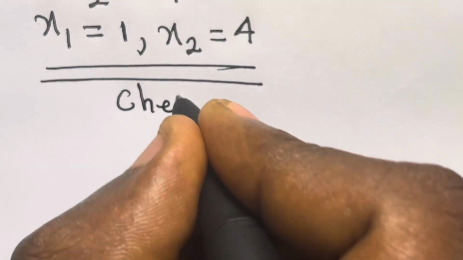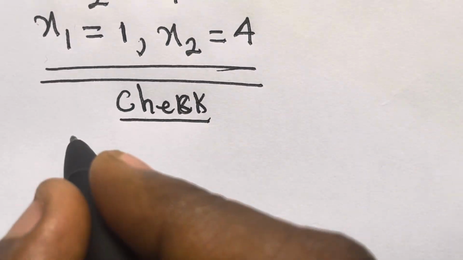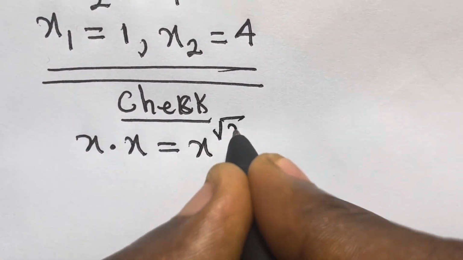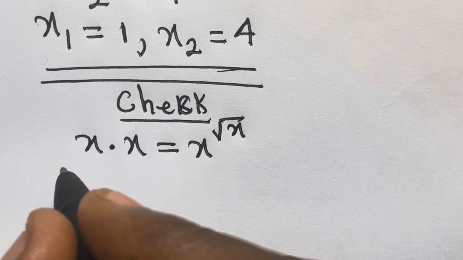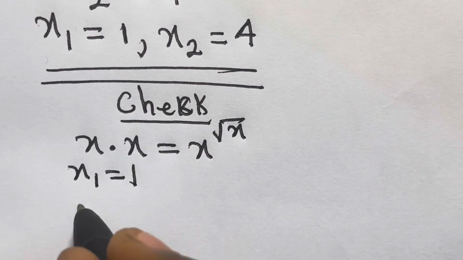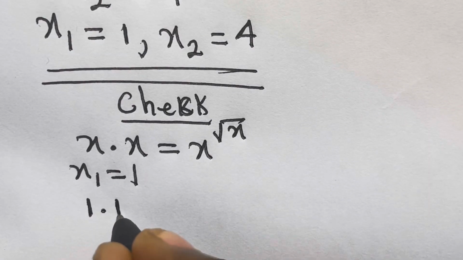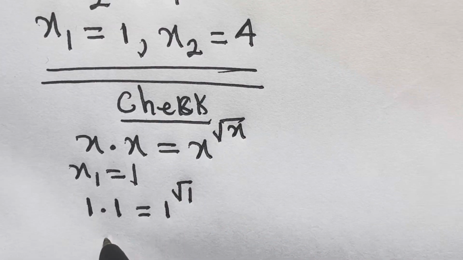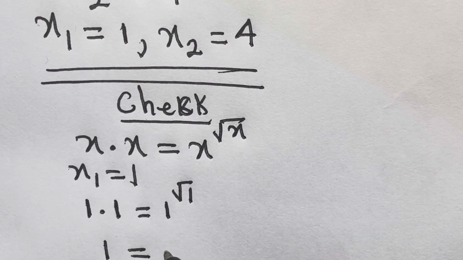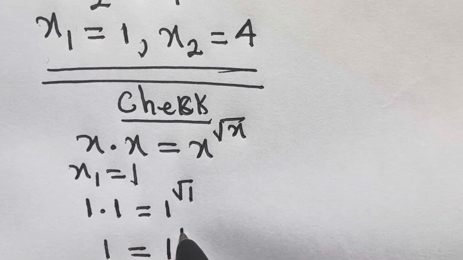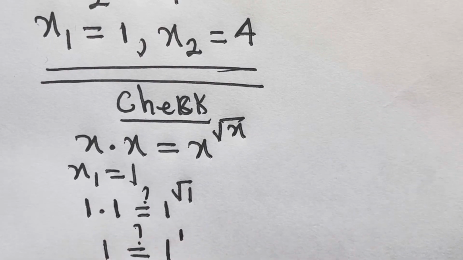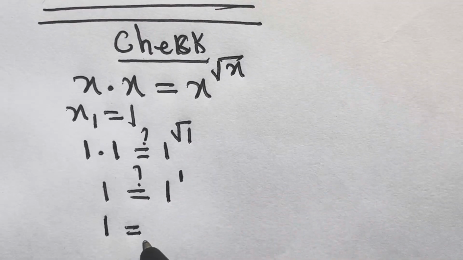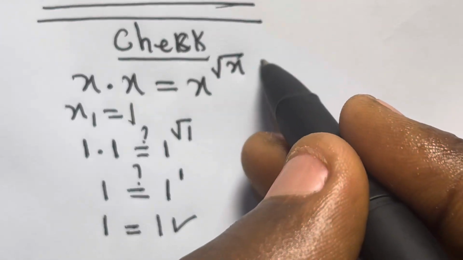Let's say check. We have x times x equals x raised to power square root of x. Let's check for x1, which equals 1. So we have 1 times 1, which equals 1, then square root of 1 gives us 1. So we want to check if this is equal: 1 equals 1 raised to power 1, which gives us 1. So that means that this is valid, right?